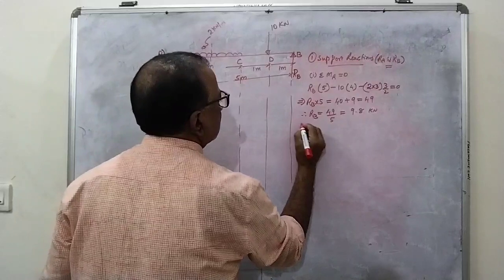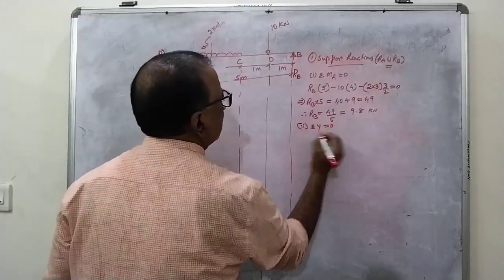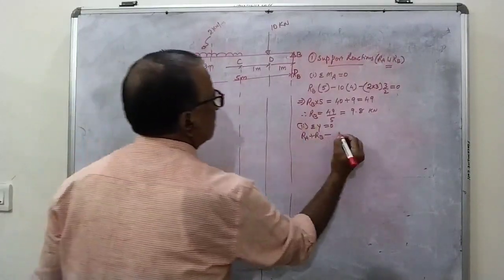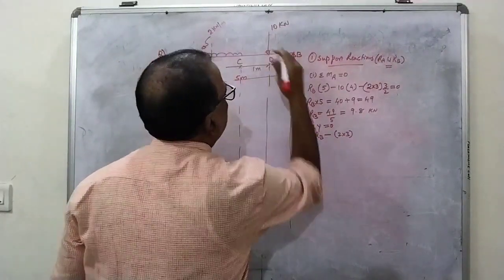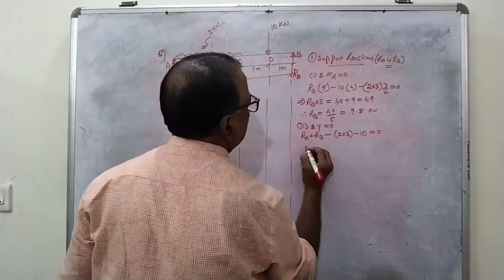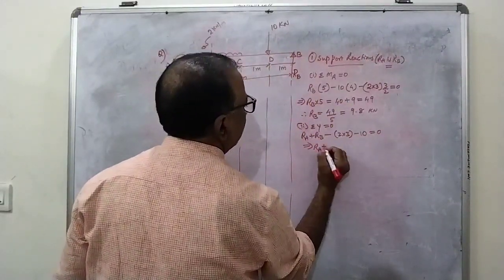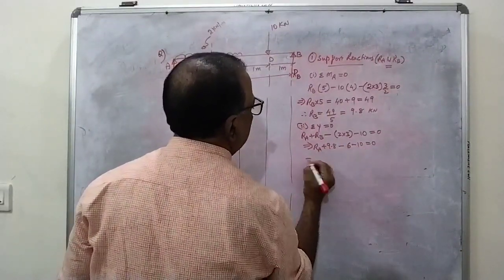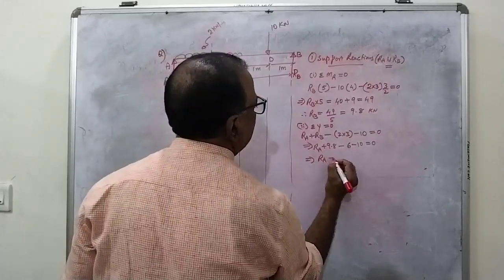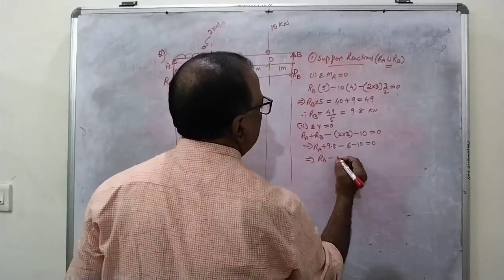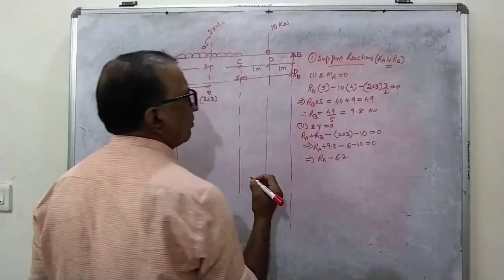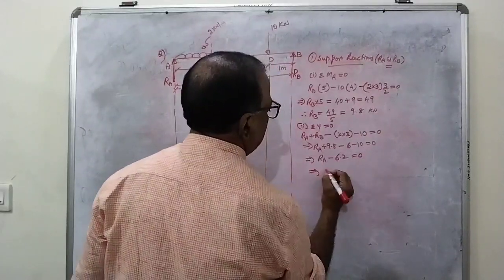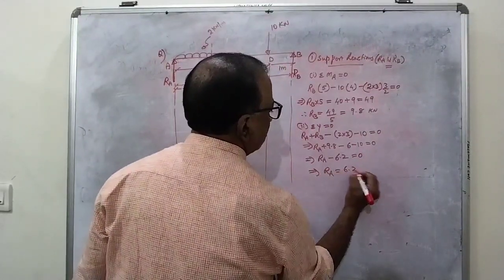Similarly, the second equilibrium equation is sigma Y is equal to 0: RA plus RB minus downward 2 into 3 minus 10 is equal to 0. This implies RA plus 9.8 minus 6 minus 10 is equal to 0. This implies RA minus 6.2 is equal to 0. This implies RA is equal to 6.2 kilonewtons.